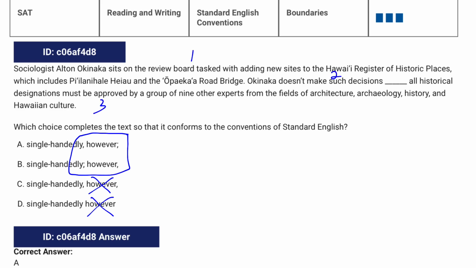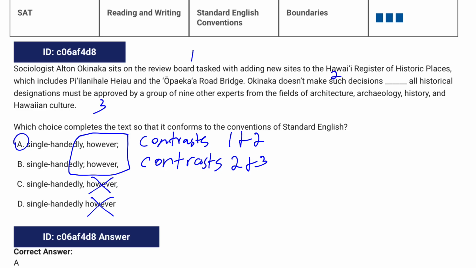So it goes back to there are three sentences here. If the word however shows the contrast between sentence 1 and sentence 2, then it would be this one. So it contrasts sentences 1 and 2. If the word however shows the contrast between sentence 2 and sentence 3, then we would put it after the semicolon. In this case, we're going to choose A. We have this board that is tasked with doing things, but this individual doesn't make such decisions. The contrast is between 1 and 2, so however belongs before the semicolon.